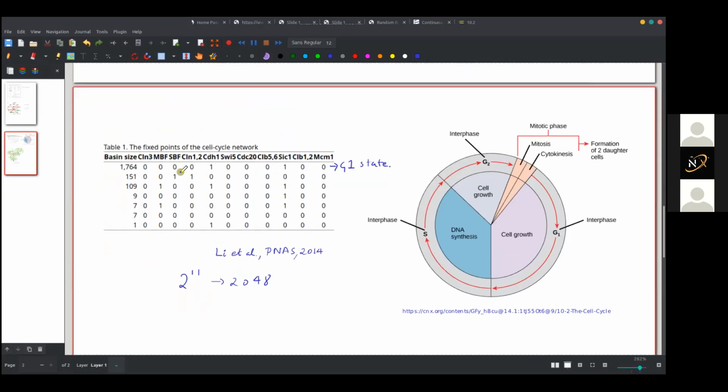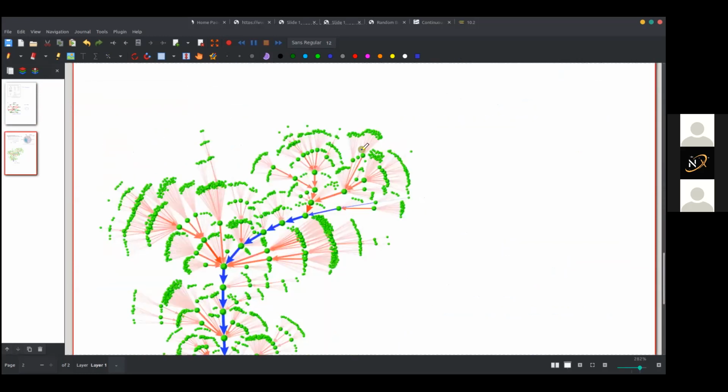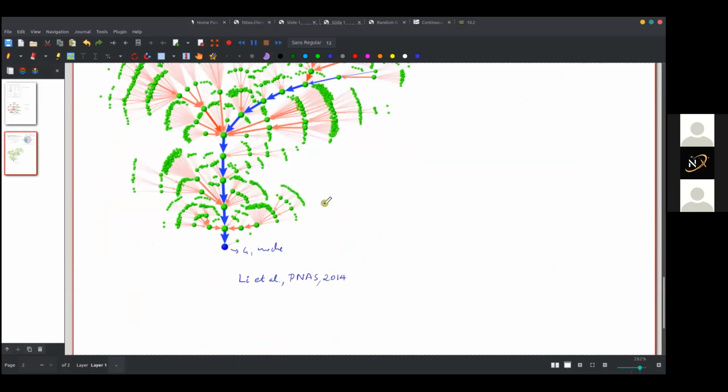And they were able to show using a simple Boolean model like this that any state you start in, you are very likely to end up in a G1 state. So basically, let's say you are currently in mitosis, that cell is going to go again and start dividing. You start in some other phase, that cell is again going to come back to this pre-division state. So the cell is always primed for division, and this network is robust.